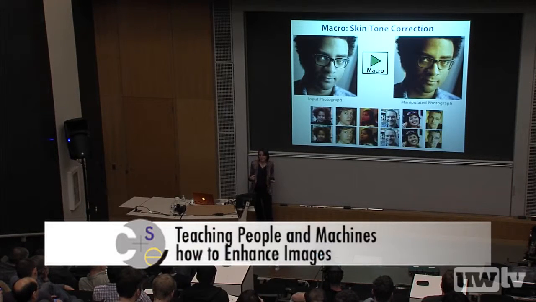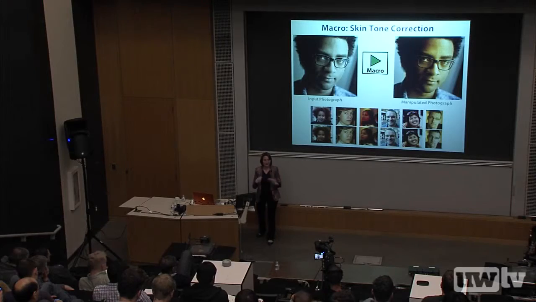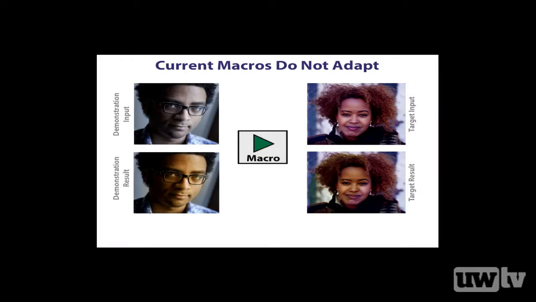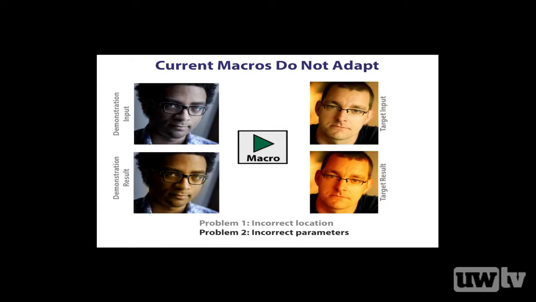So you may also be familiar with the red eye correction tool or the Instagram filter, and so these are examples of today's macros. But the problem with current macros is that they're very basic and they cannot adapt to the content of the image. So for example, here, this macro does not adapt to the new location of the skin. And in addition, transferring the location of selections is usually not enough. So the parameter set for this dark-skinned person makes the pale man look very yellow.